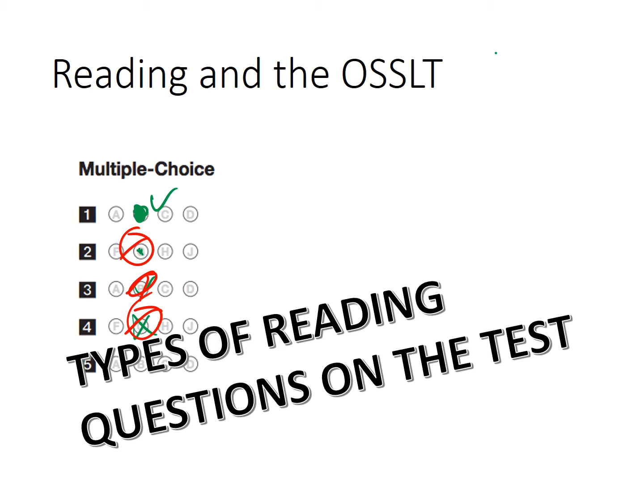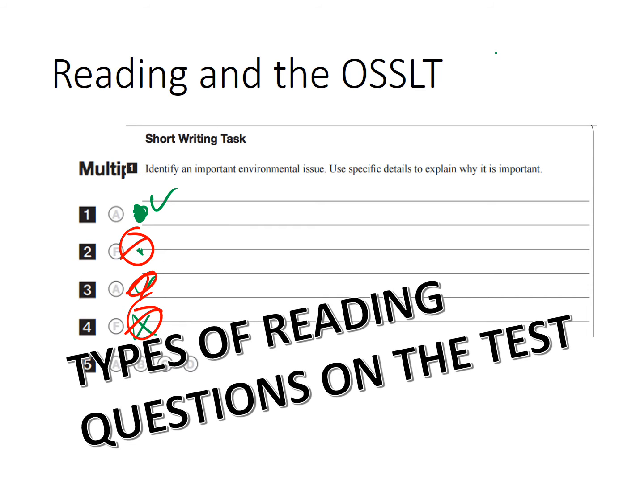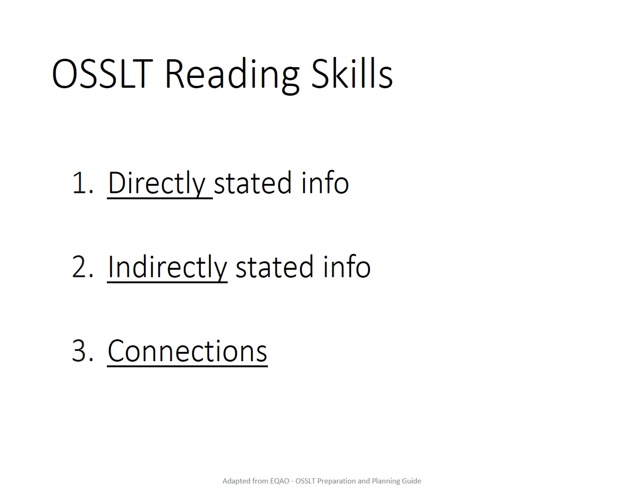The other type of question that you have from reading are open response questions, and basically they are 1 or 2 open response questions that come after you read the information paragraph, and you have 6 lines to complete your response based upon the reading that you've done. The reading skills you need to have for the OSSLT are reading directly stated information, indirectly stated information, and also making connections. Let's go over that real quick.